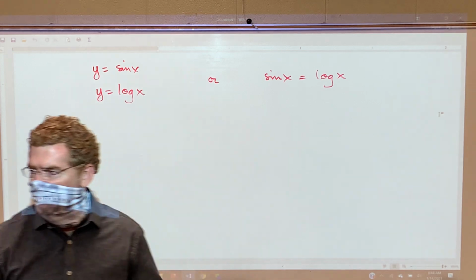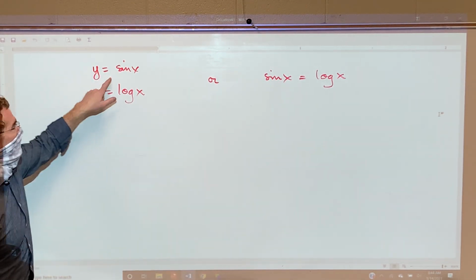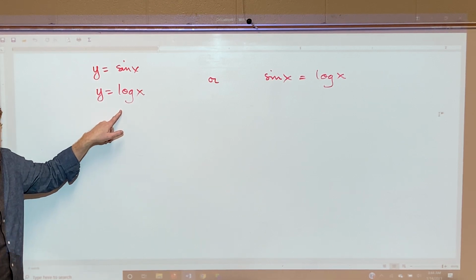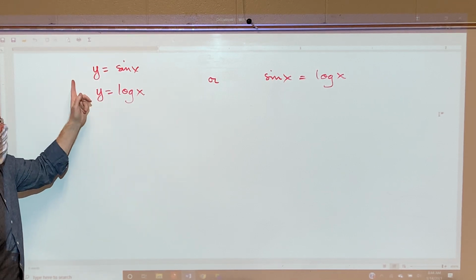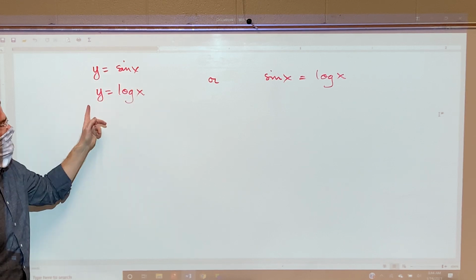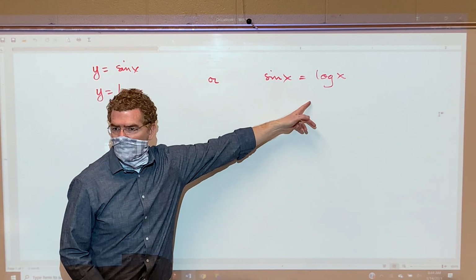Now I have a question. Does anybody have a problem with what I'm about to say? If I were to ask you to solve this, doesn't a system of equations work? I mean, it's a system, right? And if y equals that and y equals that, then I should be able to say sine of x equals log of x, correct? And isn't that what I have right here?